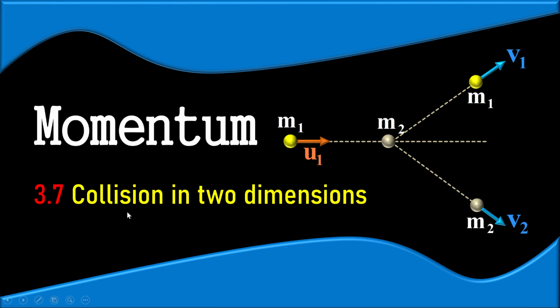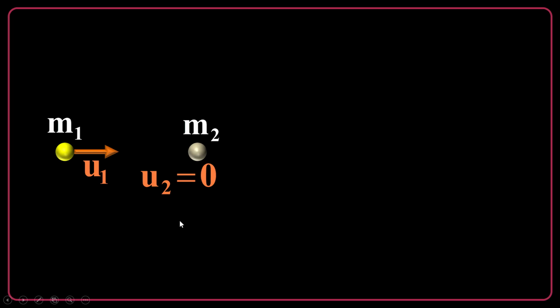In this video, I'm going to consider collision in two dimensions. In the previous video, one-dimensional collision was considered. Now, two-dimensional. What do I mean by that? Let's say we have a couple of balls, M2 initially at rest, M1 is moving rightward at a velocity of u1.